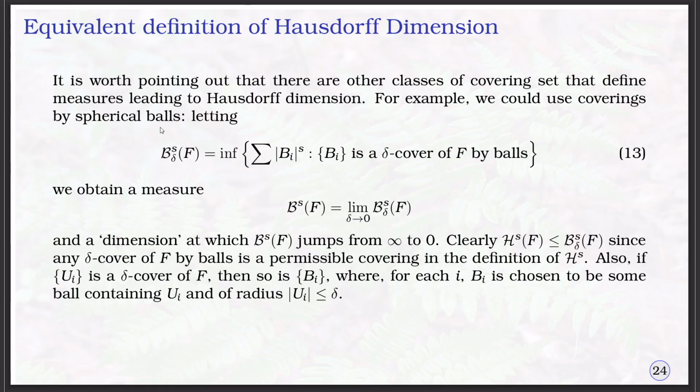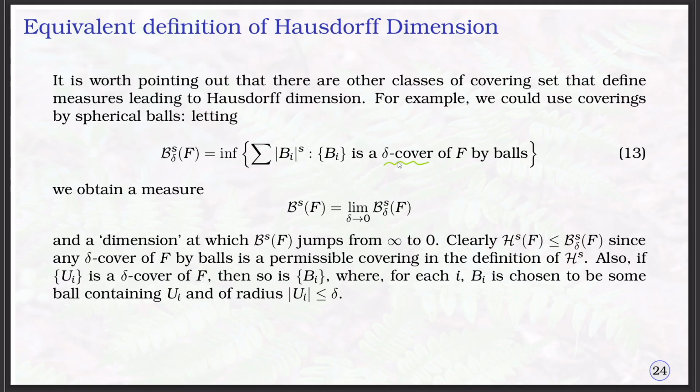If you consider the special case of spherical balls, then Hs of F can be written as Bs of F, the infimum of the sum of the diameter of Bi to the power s, where Bi is a delta cover of F by balls, that is, balls of diameter at most delta.